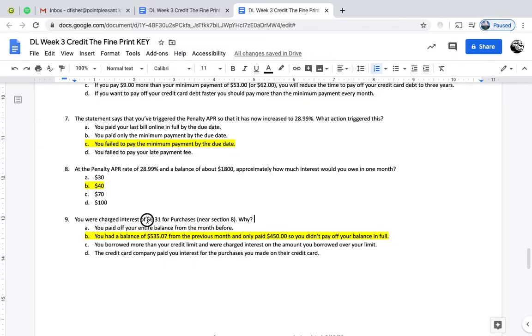Okay, you were charged $6 in interest. Why? This is why. You owed $535. You only paid $450. So the difference there of however much that is, 120 bucks, give or take, they charge you interest on it, just like this. But because it was such a small amount of money, the interest was a lot less.